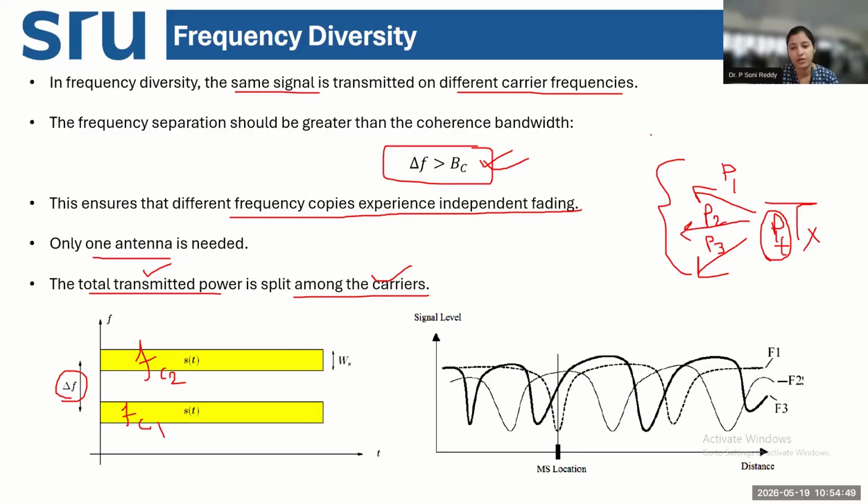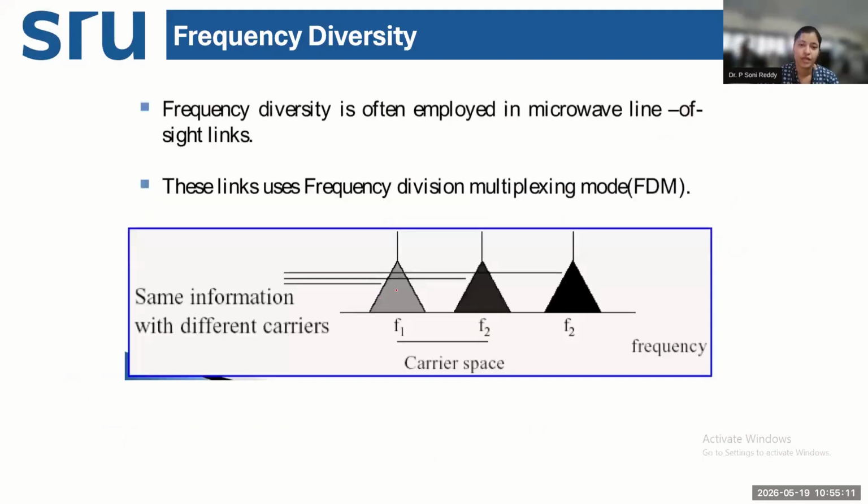So that is why if you see here in this graph, you find that all the frequency components or signals are independent of each other. You see none of them are having the same variation with respect to the distance or the time. Each of the signal variations is independent of each other because they experience different amounts of fading due to the channel and the multipath propagation. Okay. So frequency diversity is often used for microwave line of sight communications.